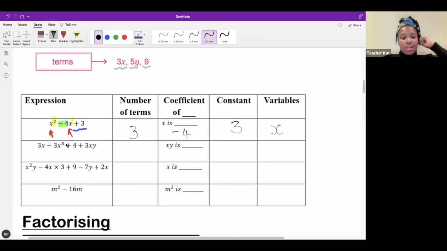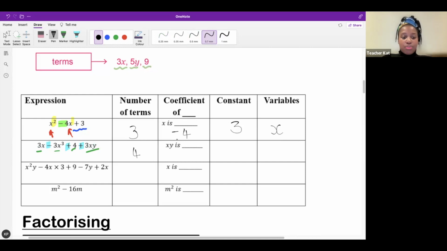So let us get answering with this one. How many terms do I have here? I have 4 because they are my divisions. I have 3 divisions, which means my terms are 3x, 3x cubed, 4, 3xy. Nice, Bongomus, I see you too. So there are 4 terms in this case.